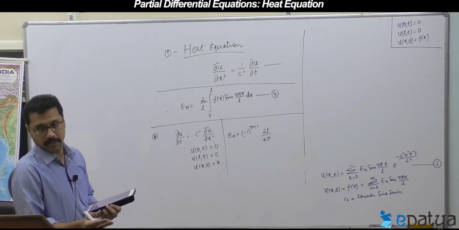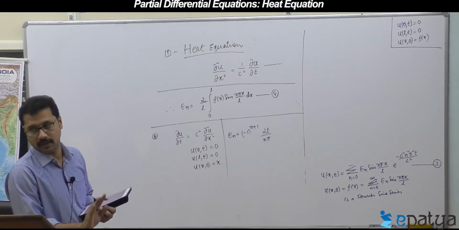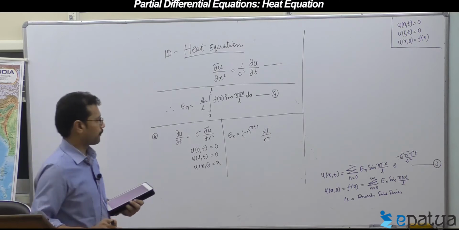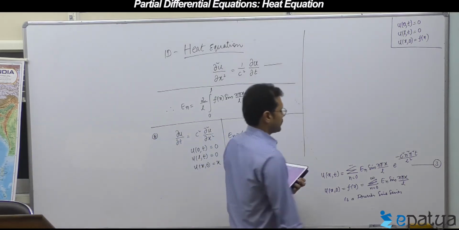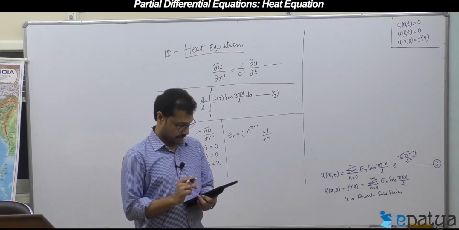Cos n pi comes from there, minus 2L by n pi into cos n pi, and cos n pi is minus 1 whole power n. And substitute here directly in the place of En. Very simple question.